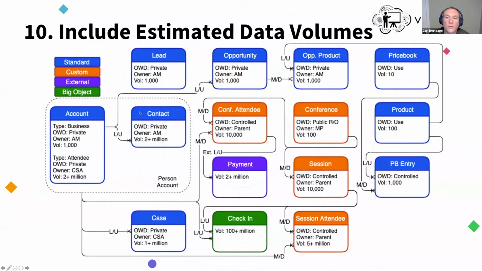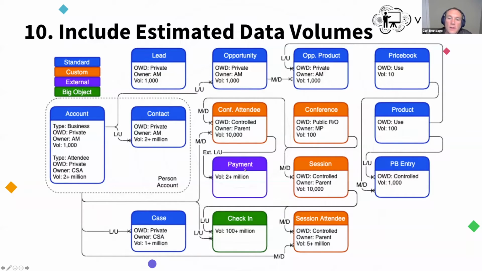So if we start looking through here, most of our data volumes are pretty much okay. 2 million contacts, 10,000 conferences. But then if we start thinking about it, well, there's probably 10,000 sessions and people that come to a session. We could be looking at something like 5 million session attendees. So that's an area where we need to think about how we're going to mitigate large data volumes, whether it's custom indexes or skinny tables or some of our other tools.